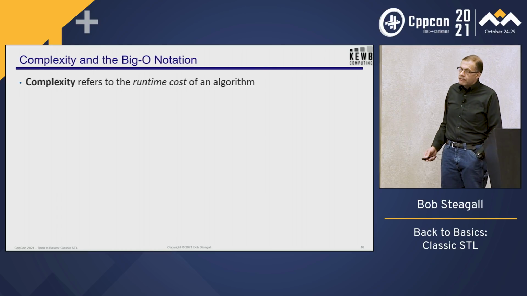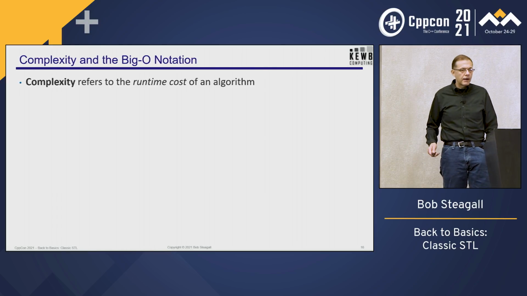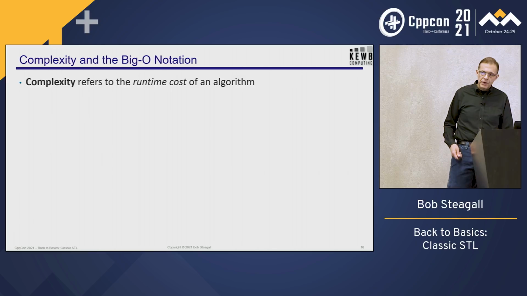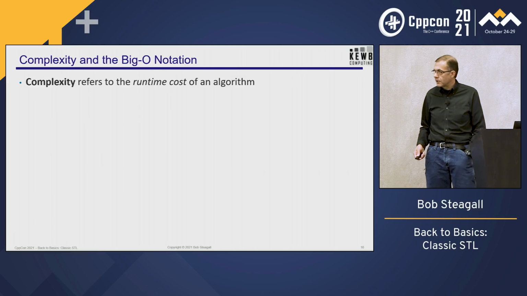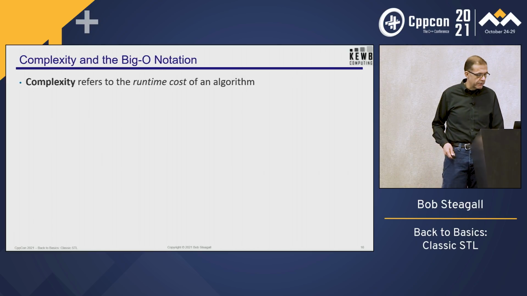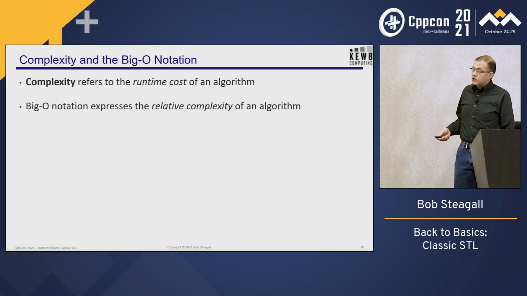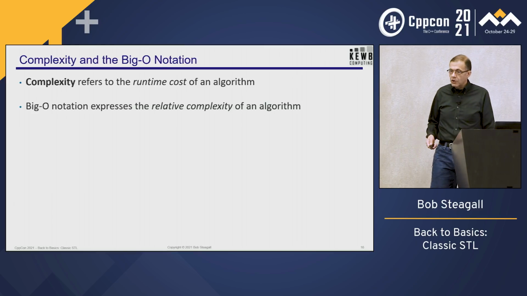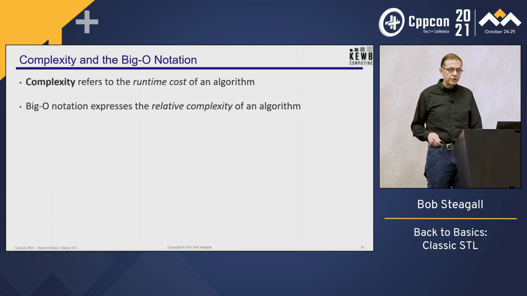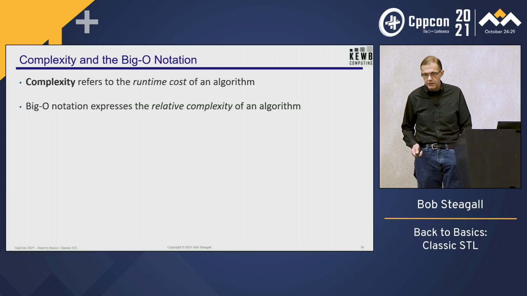Now, probably you've all seen big O notation, but in my travels and the companies I've been at, it surprises me how many people are unfamiliar with it, and I'm going to use it a little bit. So I thought I'd provide a background slide here. So complexity, as I mentioned before, I'm defining it as the runtime cost of an algorithm, and big O notation is a way that we use in computer science to express the relative complexity of an algorithm.